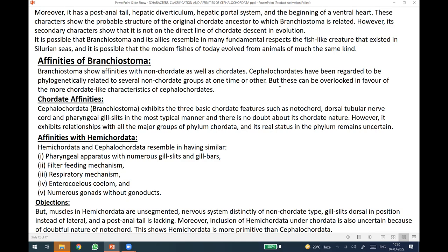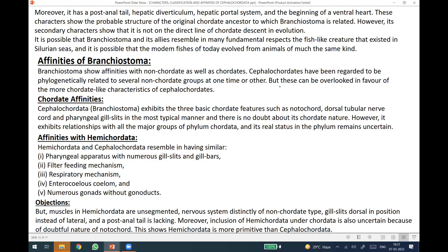They cannot be considered with the hemichordates because of the presence of specifically the musculature in form of bands, which in hemichordata is unsegmented. So this musculature is of peculiar type. Nervous system distinctly of non-chordate type in hemichordates, and gill slits dorsal in position instead of lateral as is usually present in the chordates, which in hemichordata is dorsal.